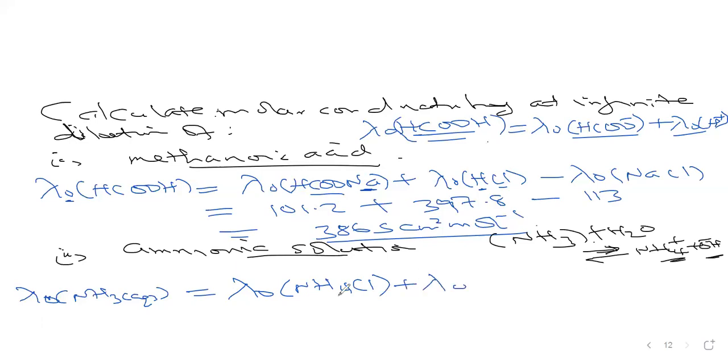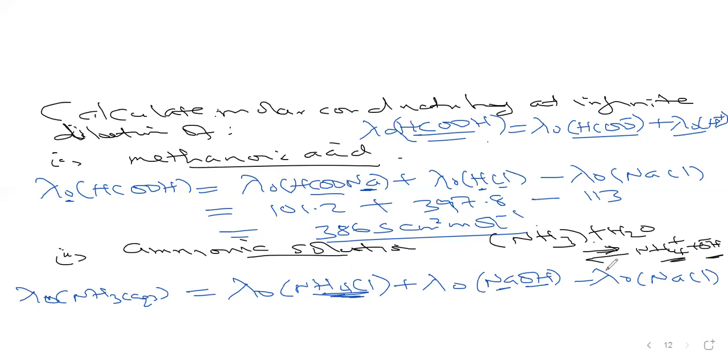Plus molar conductivity at infinite dilution. Now I need the hydroxide ion. Ammonia aqueous is what you hypothetically call ammonium hydroxide. But for us, we write it as ammonia aqueous. So where shall I get the hydroxide ion? The hydroxide ion will be got from sodium hydroxide. So this will give me ammonium hydroxide. Then I've introduced the sodium chloride, subtract it off. Molar conductivity at infinite dilution of sodium chloride.